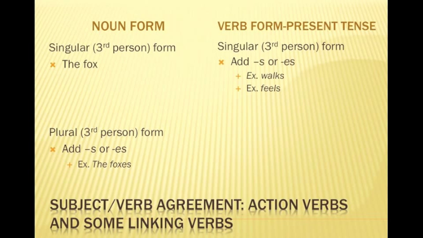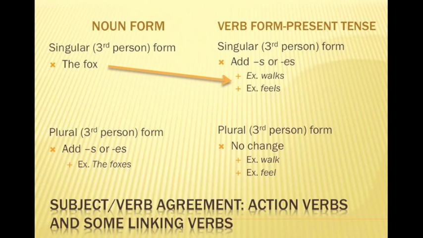So, for example, if we're using a singular form, a lot's going to depend on if we're going to use an S or ES. And again, is it going to be an action verb or even some linking verbs? So in this case, walk would become walks, feel would become feels. In the plural third person form, notice even here, there's no change. So again, English is actually a fairly easy language when it comes to changing the verb form, mainly because there aren't that many variations. So again, notice how the singular form of the noun connects to the singular form of the verb in the present.